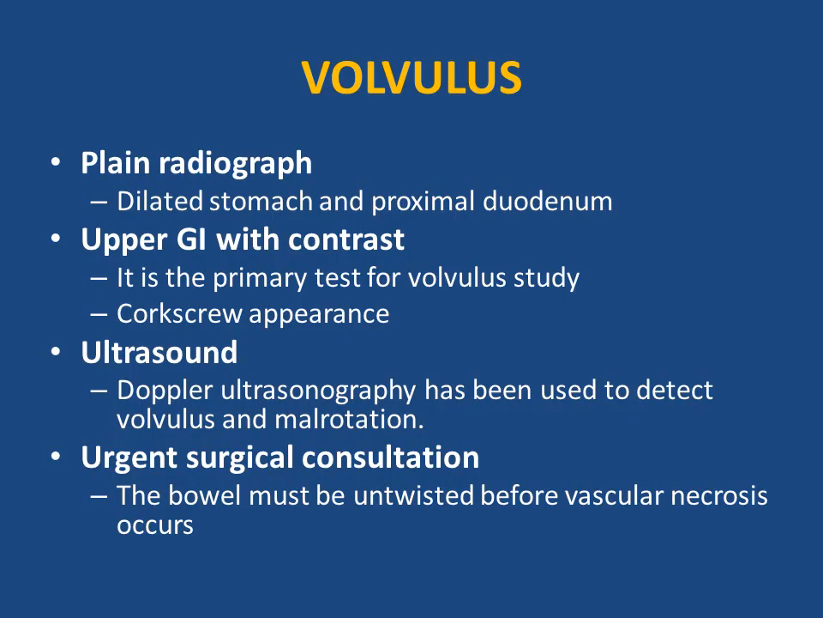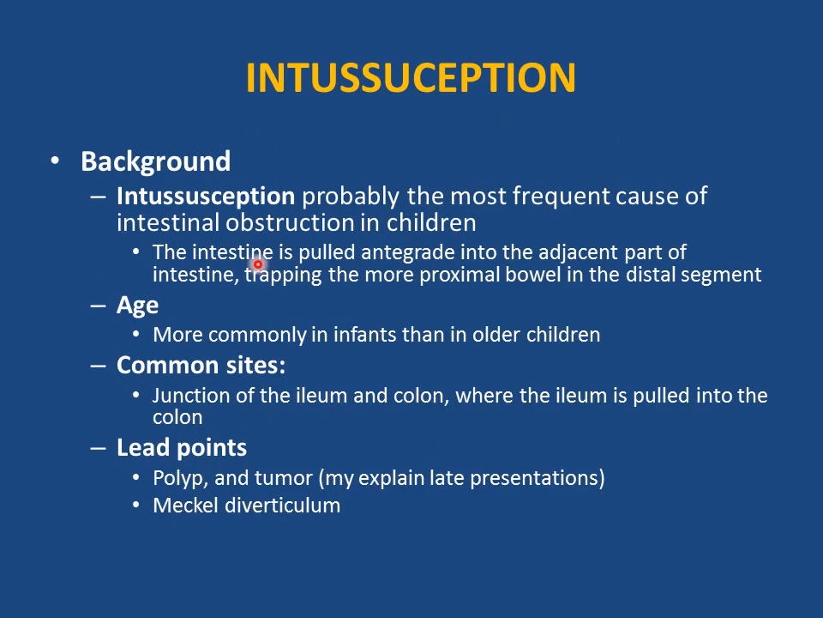Once you are presented with a case of suspected volvulus, you must immediately consult a pediatric surgeon before even doing any investigation. Intussusception is the most frequent cause of intestinal obstruction. It needs a high index of suspicion in order to detect it early and prevent complications. Intestine is pulled antegrade into the adjacent part of the intestine, trapping the more proximal bowel in the distal segment, causing obstruction, and may also cause necrosis and loss of bowel if it's not treated on time.